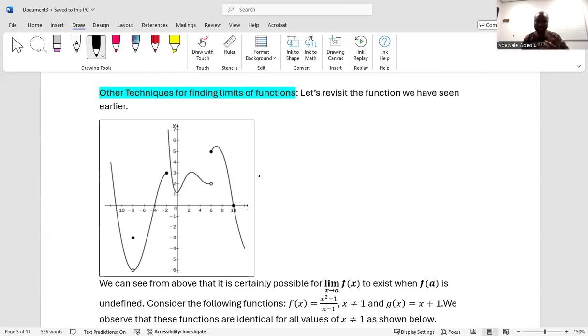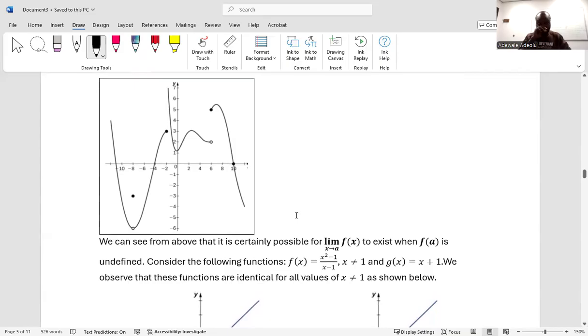Let us revisit the function we have seen earlier in this class. This function should be familiar to you. Now, I brought this graph back to remind you that it is possible to have the limit of a function, let's say the limit of this function as x goes to negative 8. At this point, you should know what the answer is.